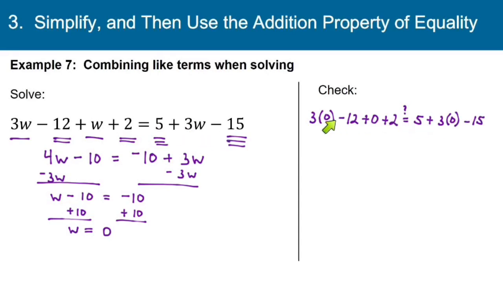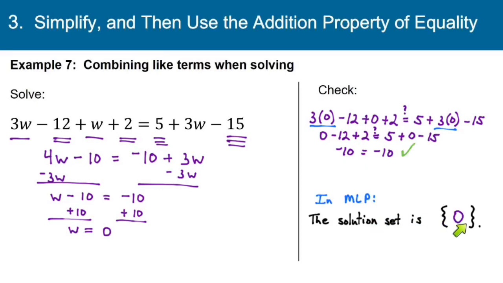Now we can go ahead and do the multiplication by 0 here. So that will give us 0 minus 12 plus 0 plus 2, equals 5 plus 0 minus 15. So on the left side we have here negative 12 plus 2, that's going to add up to negative 10. On the right side we have 5 minus 15, that's also going to add up to negative 10. And so we see that this solution does check. And therefore in my math lab we would put 0 inside the curly braces.